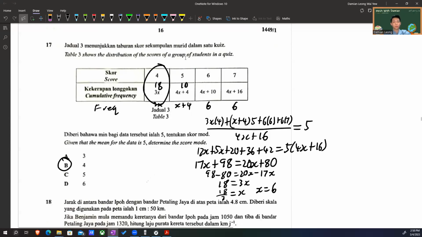Okay, that's question 17, by looking at which one has the highest frequency, by finding x first. So always look at the information that is given.